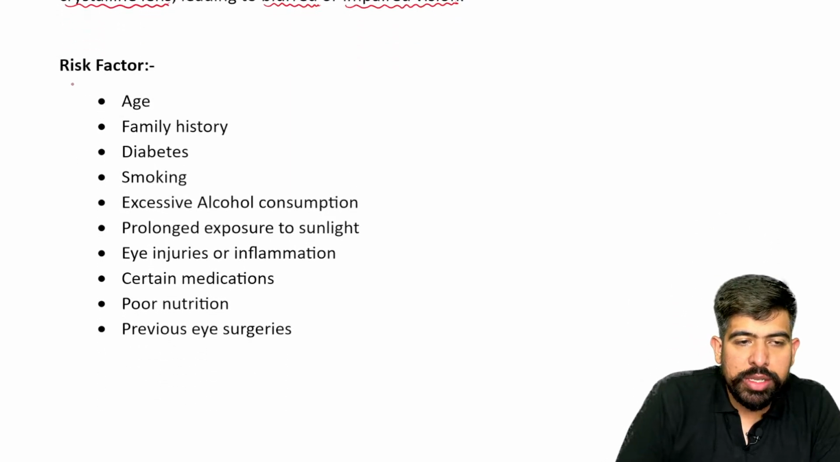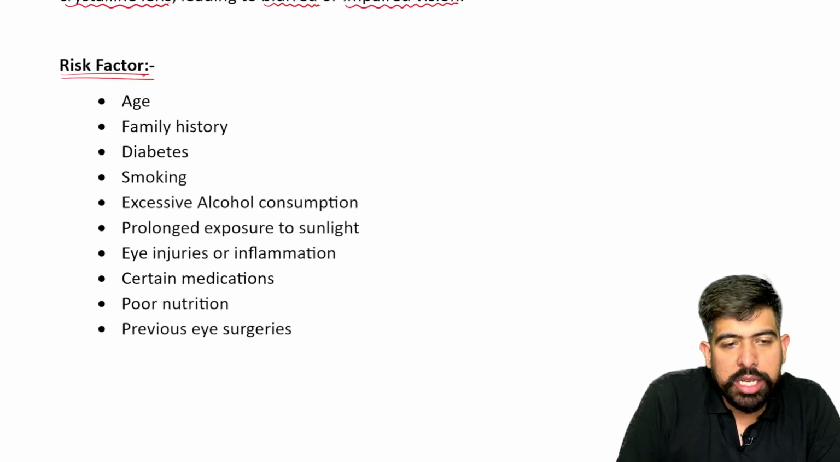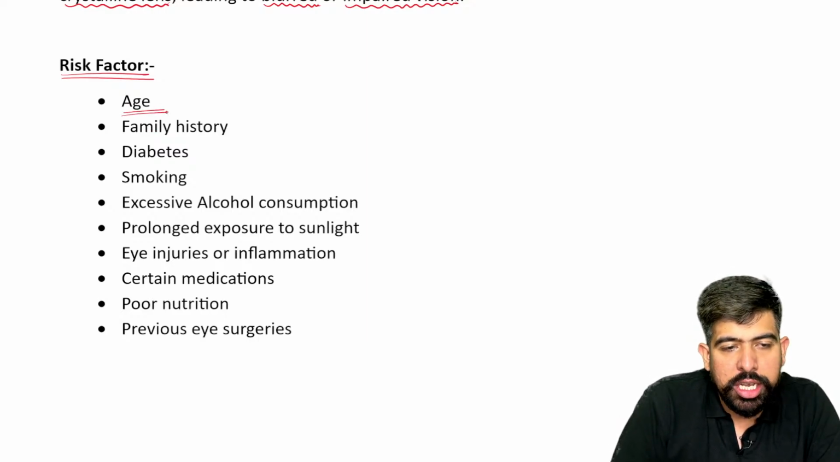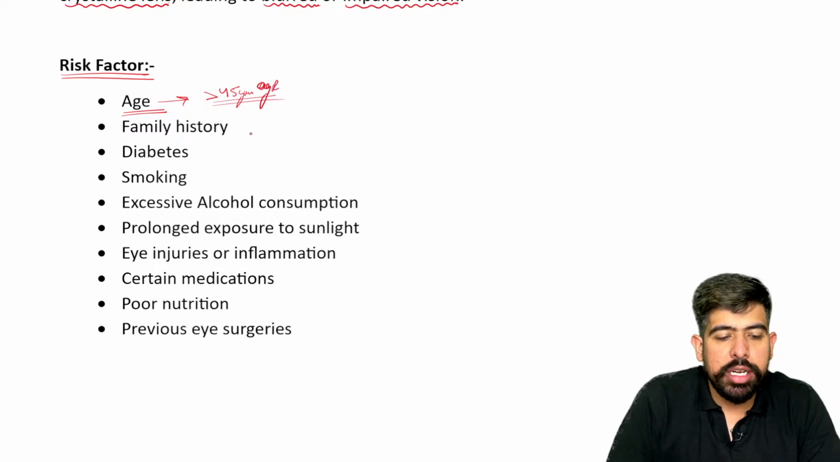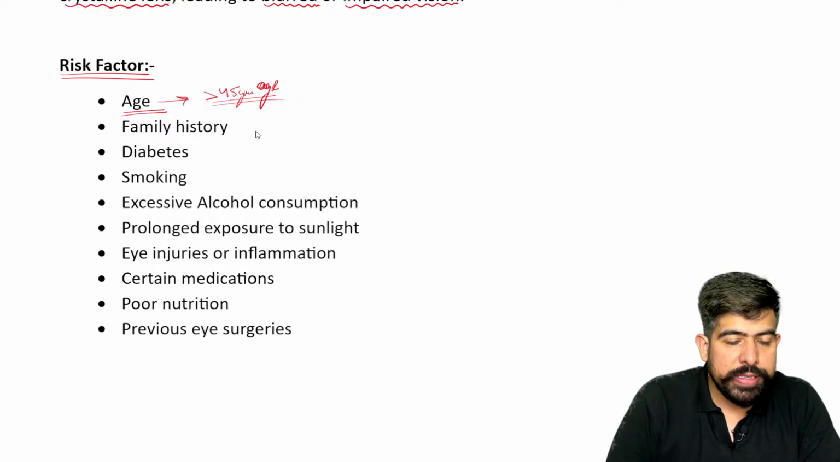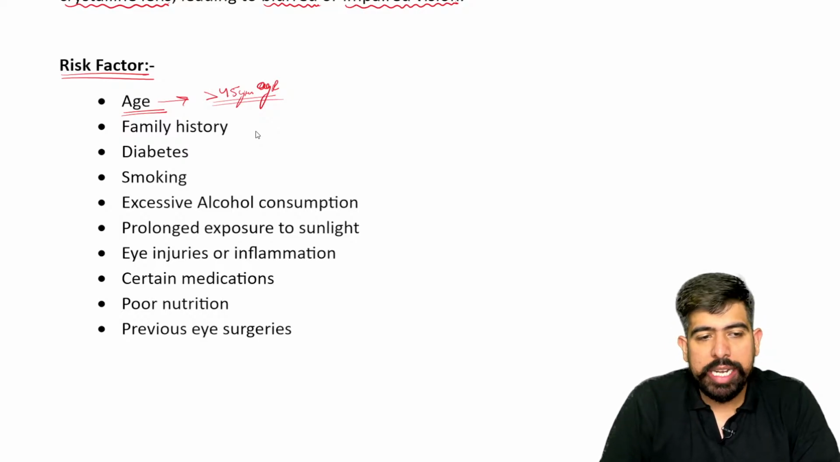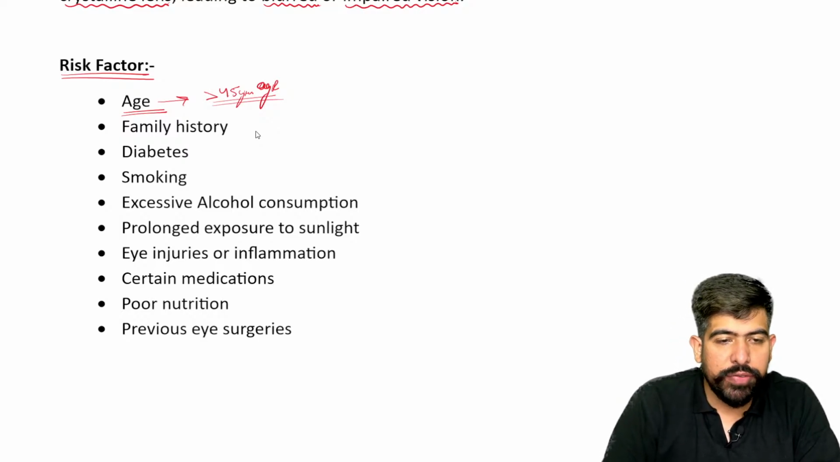Now, talking about the next, what are the risk factors for cataract? Please remember, age, as we already said, should be more than 45 years. So this is mandatory. If it is less than 45, then we say it is juvenile cataract, which is different.